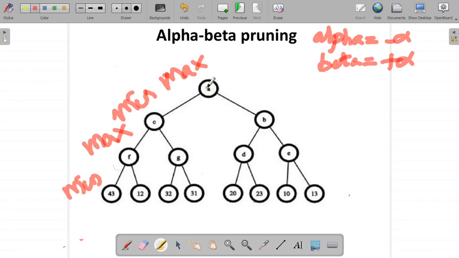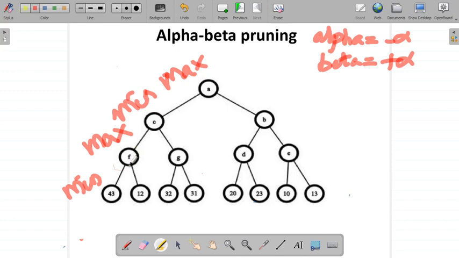At A, the maximizer must choose the max of C and B. So A called C first. At C, the minimizer, the minimizer must choose the minimum of F and G. Hence, F calls first.